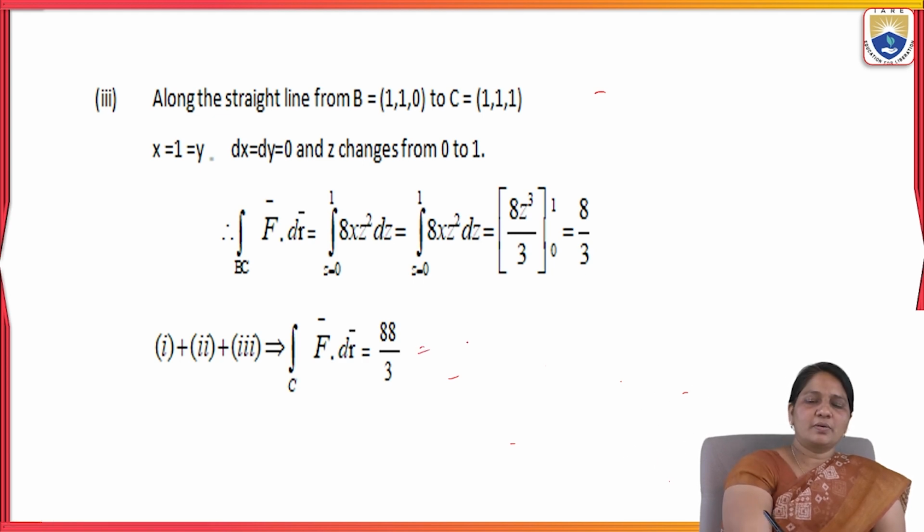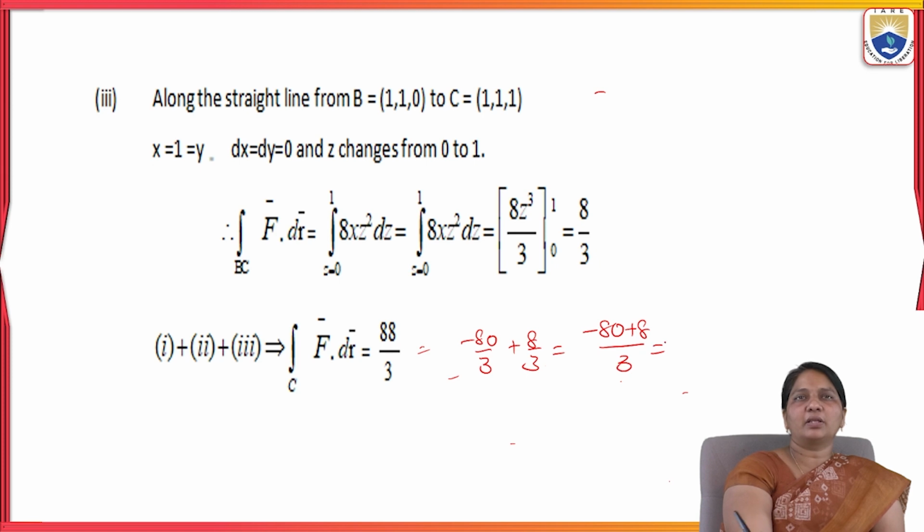So this is minus 80 by 3 plus 8 by 3, nothing but minus 80 plus 8 by 3, nothing but this value is minus 72 by 3.